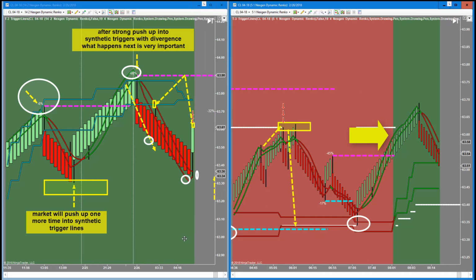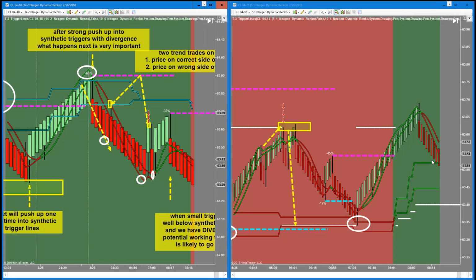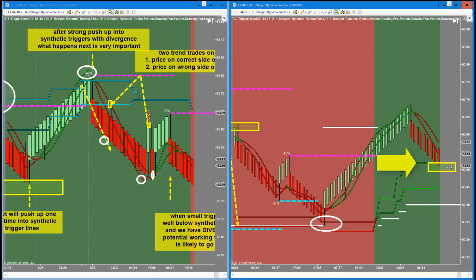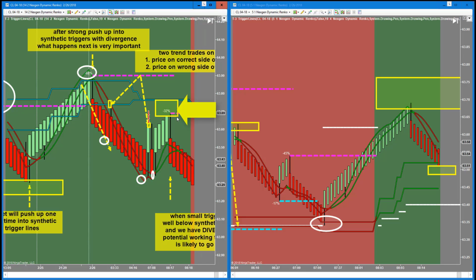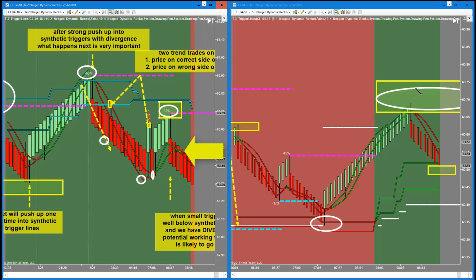And in reading our small chart alone, this is where people say, oh, I want to do a trend trade to the long side. And you can see it's a good look. Trend trade changes to the upside. Just small triggers and trigger lines alone here, you'd be thinking long trade. However, when you add in from the large chart this divergence and the location of your small triggers well below your synthetic triggers on the 14-2 chart, you end up with a lower probability look over here.